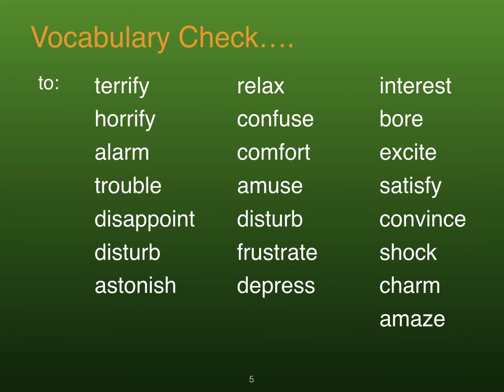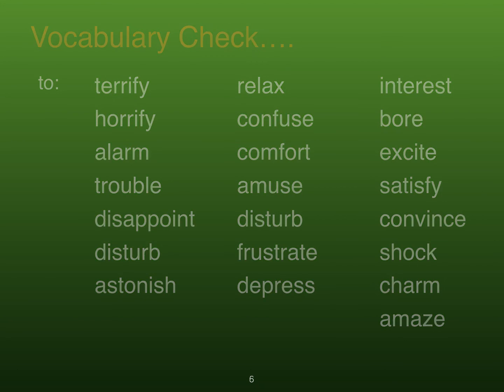Okay, before we begin the main lesson, we need to check some vocabulary. These words will all be used to make the adjectives in the examples. So if you need to, pause the video to check their meanings. It's not important to perfectly remember all these words.